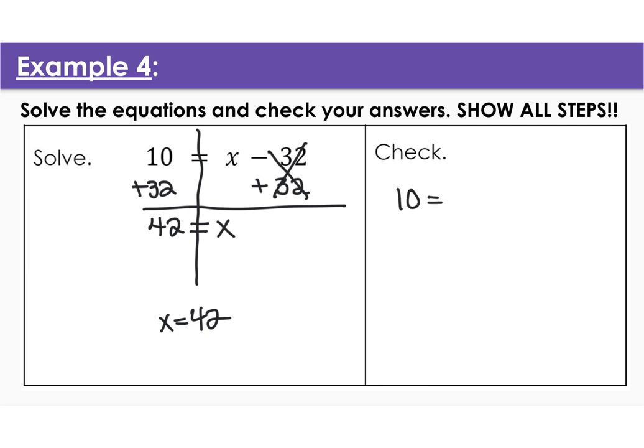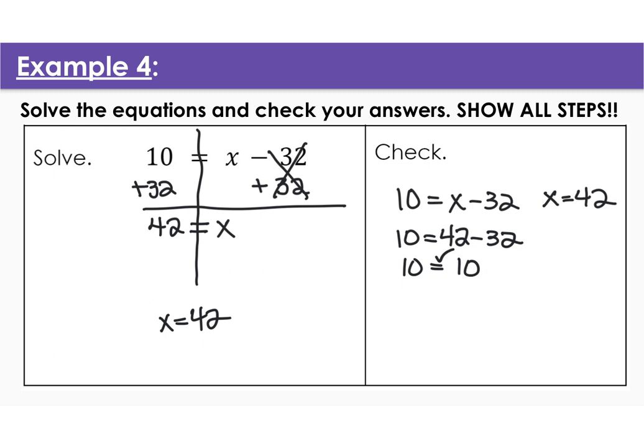To check, I'm going to substitute the x. I'm going to take the x out, put the 42 in. Simplify both sides. 10 does equal 10. So x equals 42 is the solution to 10 equals x minus 32.